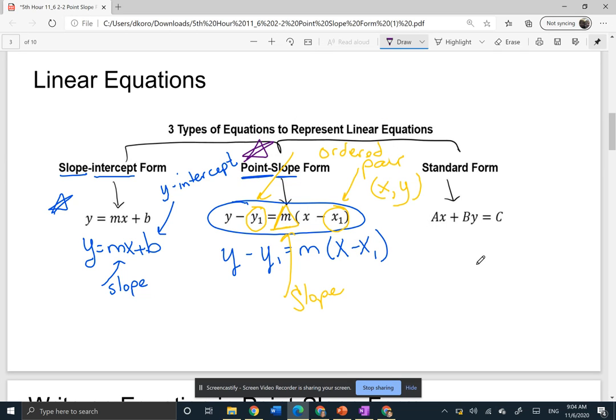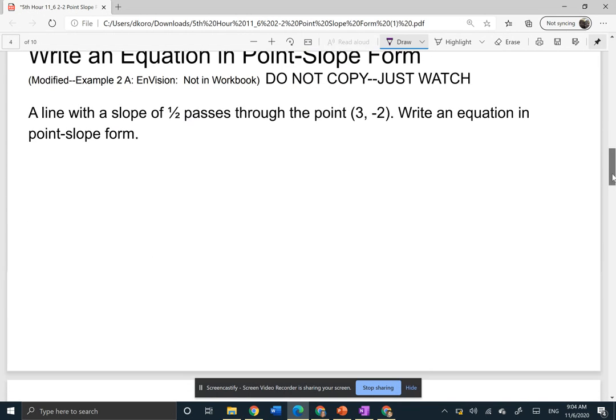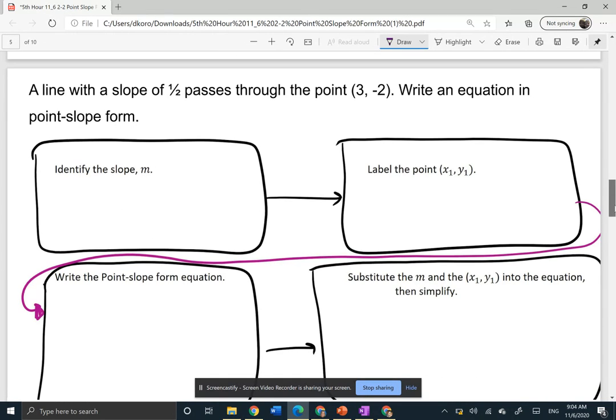You're going to have to use it for the next problem. I don't give it to you, so you're going to have to go back and get that. All right, so back to this.